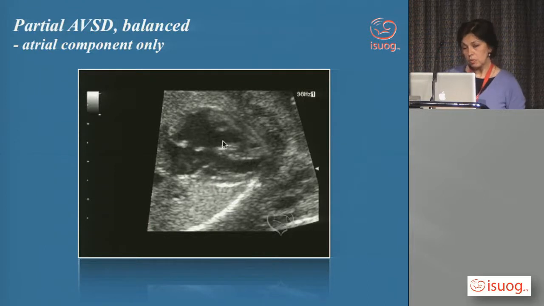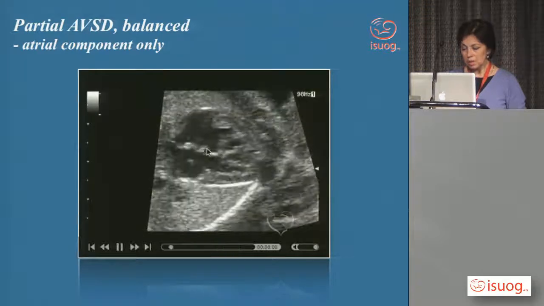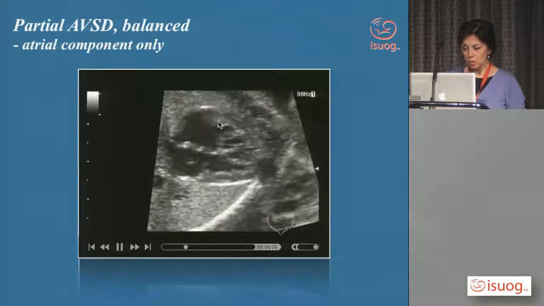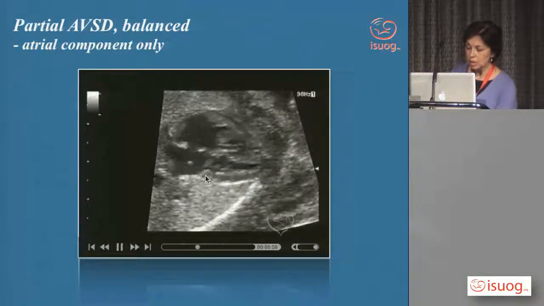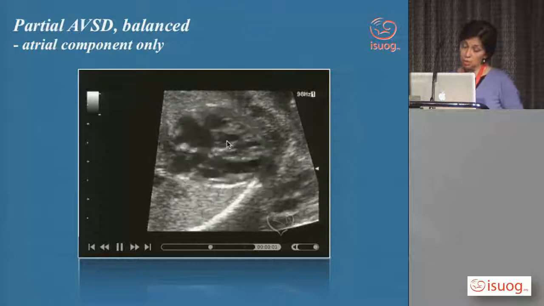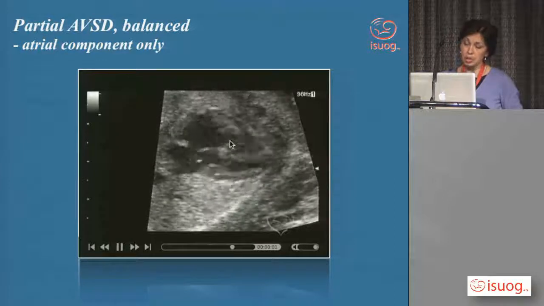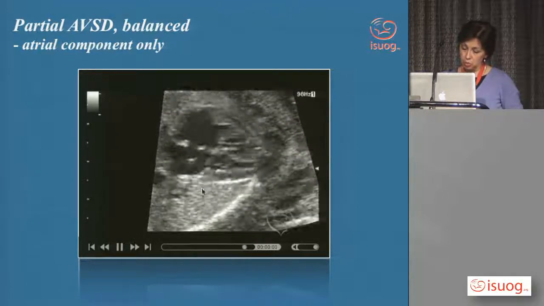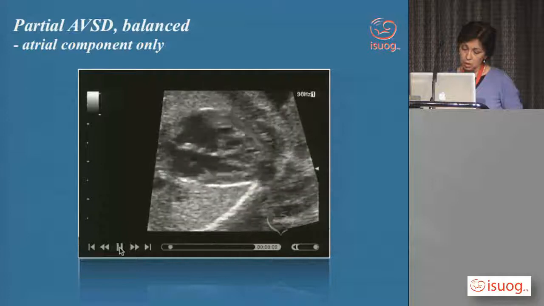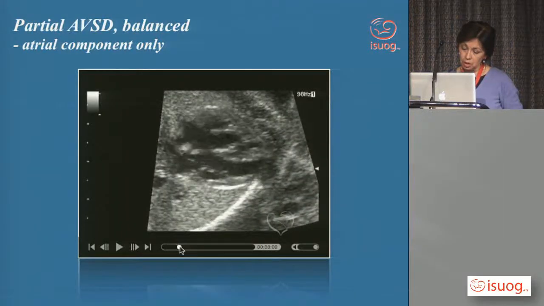Now this is quite obvious. This is a primum ASD, which is a partial atrioventricular septal defect. In this case, it's balanced, and we have a moderate size atrial septal defect and no ventricular septal defect. So this distance here is really very, very small. So quite easily missed, probably more missed than the complete AVSD, but most of these cases are not associated with Down syndrome, although probably about 10% still have trisomy 21. So one of the clues here is the loss of that offset.